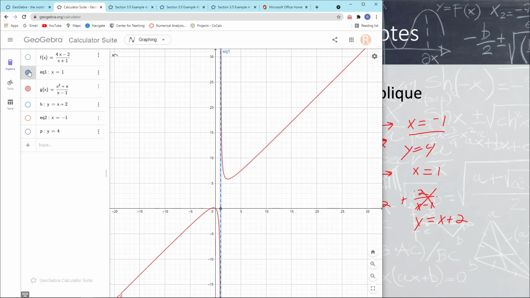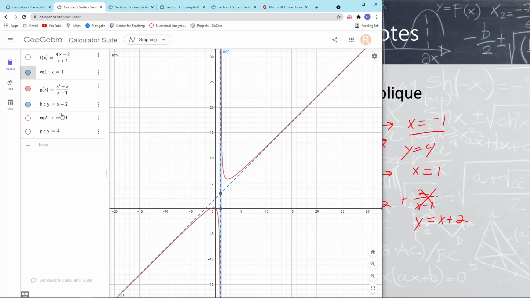Here's our vertical. There it is, x equals 1 right there. And then here is our oblique asymptote. And notice how as x goes to infinity, the function approaches this particular straight line. Okay, so that's what this function does, and that's why this asymptote happens to be oblique.